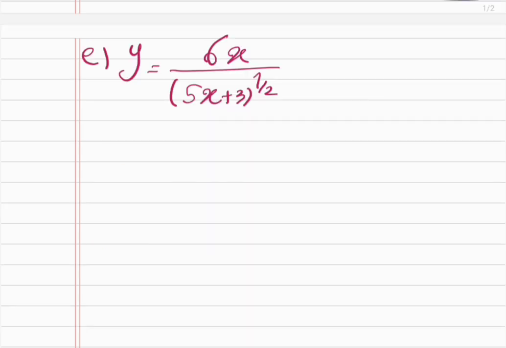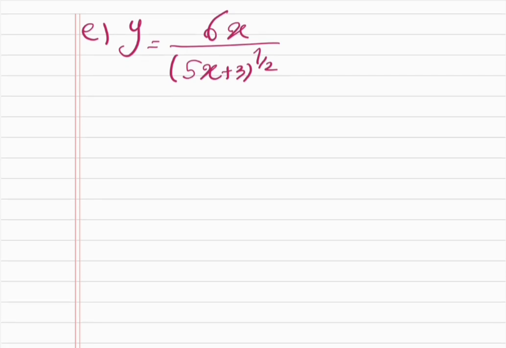Right, and finally, E. So we have y is equal to 6x divided by 5x plus 3 to the power of half, or basically the square root of the denominator.